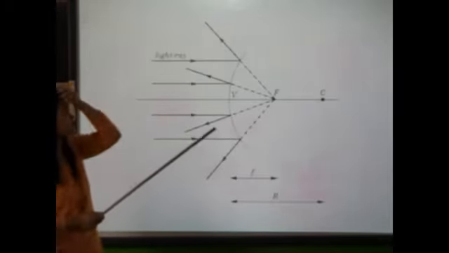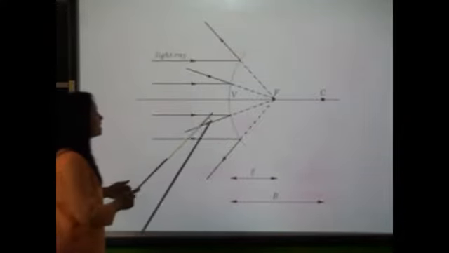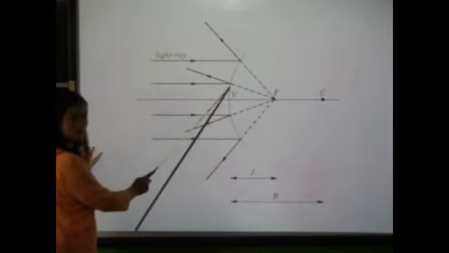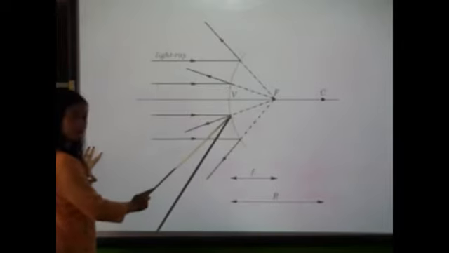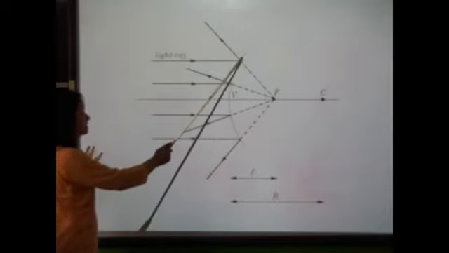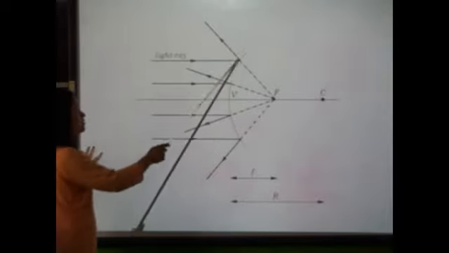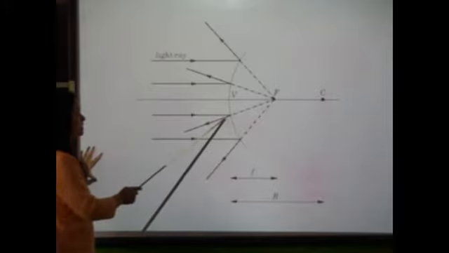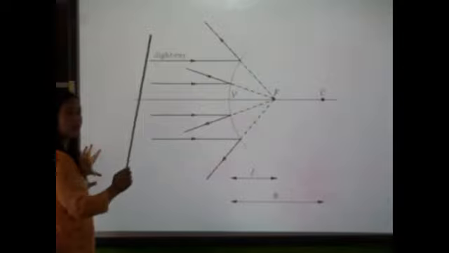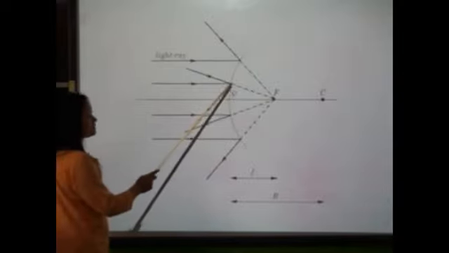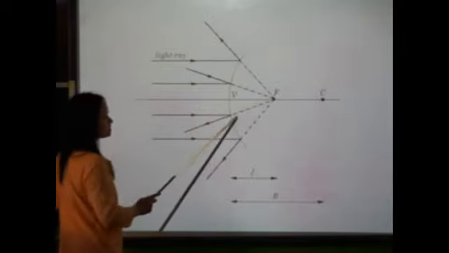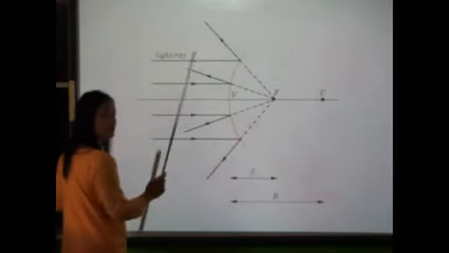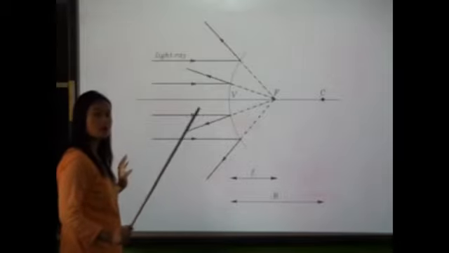Whereas for a convex mirror, this is what it would look like. The rays of light, after striking the reflecting surface, will not meet; they are moving away. The reflected rays move away. They meet only when they are produced backwards. So what do the dotted lines show? That the reflected rays meet only when they are produced backwards.